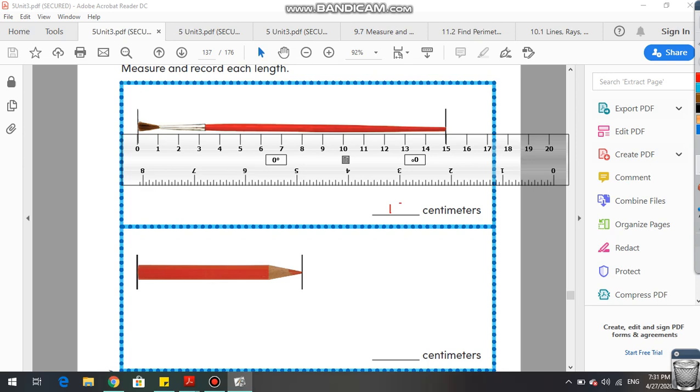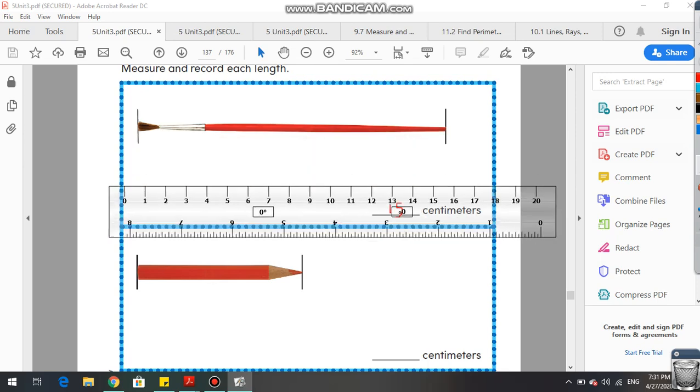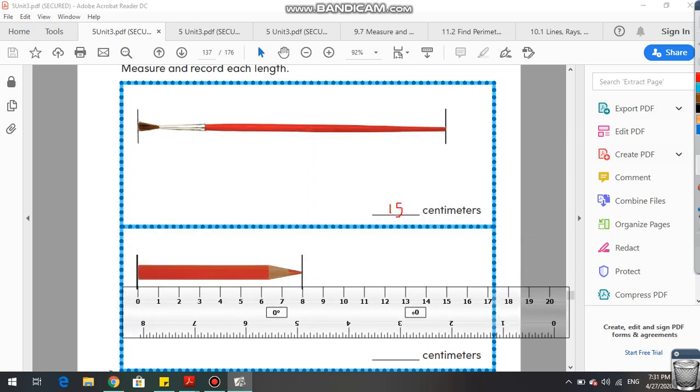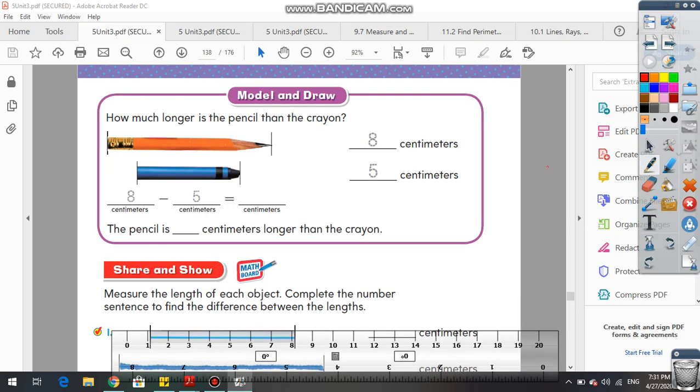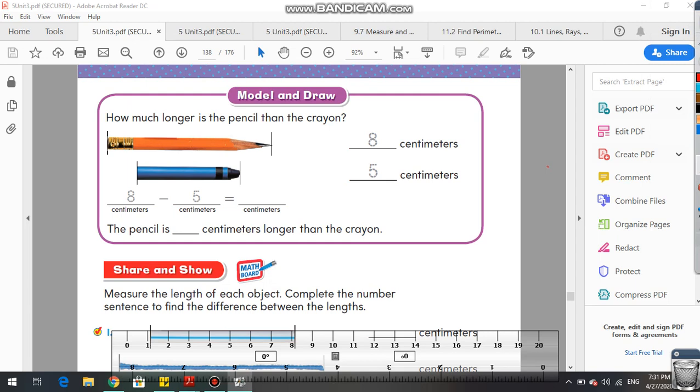So it's 15 centimeters. Now, next one, the crayon. Starting point is on 0 and it ends at 8, so it's 8 centimeters. Okay, is it easy? Yes. Now let's move on to the next page.